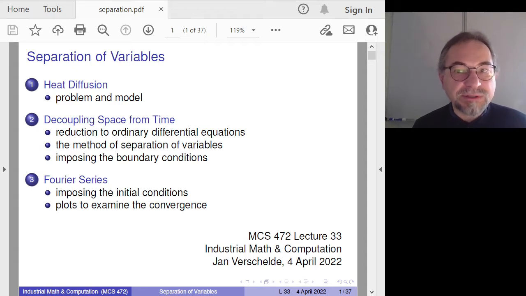So the method of separation of variables is very instructive to see the relationship between a partial differential equation and an ordinary differential equation. In particular, what the method will do, it will transform one partial differential equation into infinitely many. So this gives somehow an idea about the scope and the complexity of partial differential equations related to ordinary differential equations. Okay, so let's dive in.